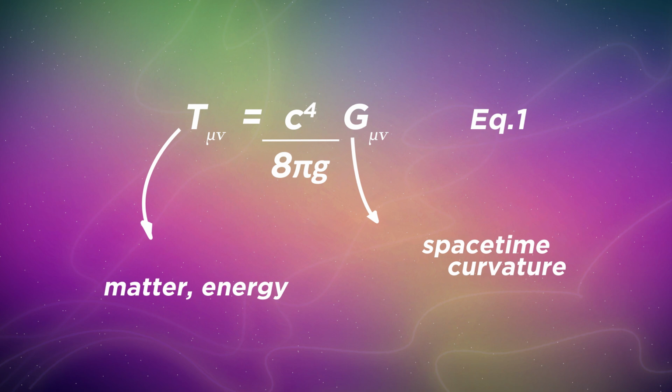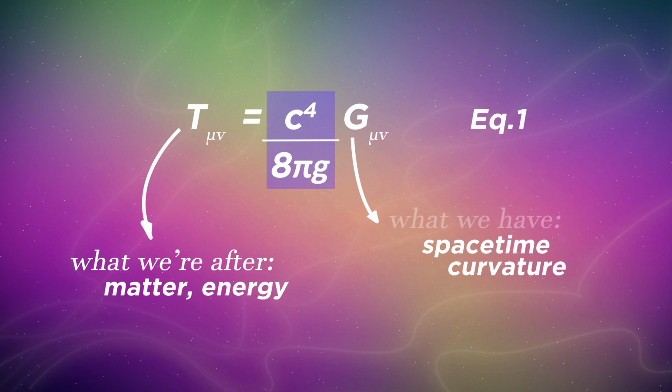This left side with T tells us about the matter and energy present in a region of space-time. Most of the time, this is what we're after. On the right side, you have a huge constant, which just means it's a really big value. And then you have this big letter G over here. This G tells us about the curvature of space-time. The left side is what we're after, and the right side is what we get to measure essentially.